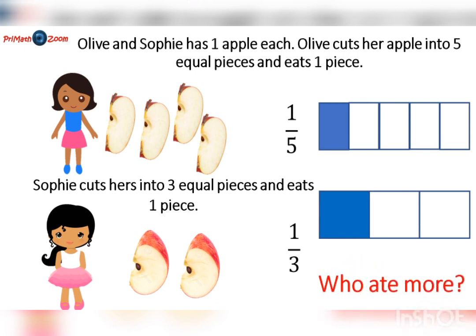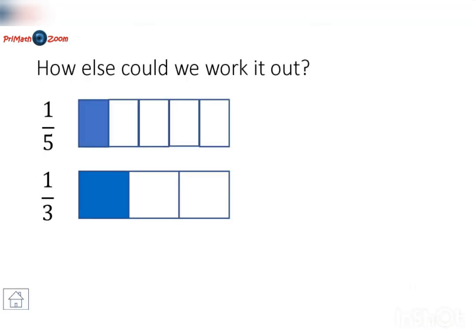Who ate more? Well, if you look at these two representations that are the same sizes, you can clearly see that Sophie, who ate 1/3, ate more than Olive, who ate 1/5. How else could we work it out? Well, looking at these diagrams here, you would realize that 1/5 is represented as a whole divided into 5 equal parts, and 1/3 is represented as a similar size whole divided into 3 equal parts.